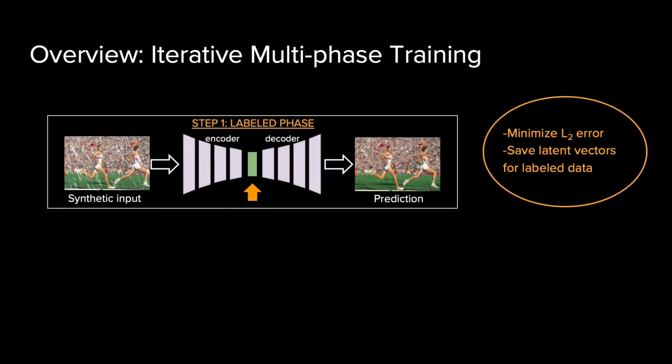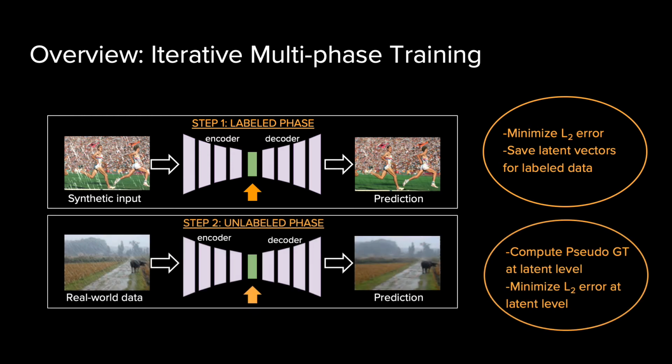In the labeled phase, we train on synthetic data by minimizing the reconstruction error between the predictions and ground truth. In addition, we save the latent space vectors of the labeled data, which we use in a later stage for the pseudo ground truth computation. In the unlabeled phase, we compute the pseudo ground truth by modeling the joint distribution of latent space vectors of labeled and unlabeled data using Gaussian process. Then we use this pseudo ground truth to supervise the network in the latent space. We iterate over these two stages.